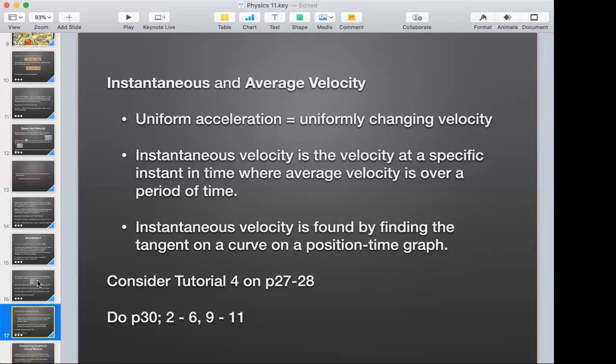We were talking about instantaneous versus average a little bit when I was pointing out the tangents on a curved graph. Instantaneous would be at that moment, at a specific time, where the average is over time.